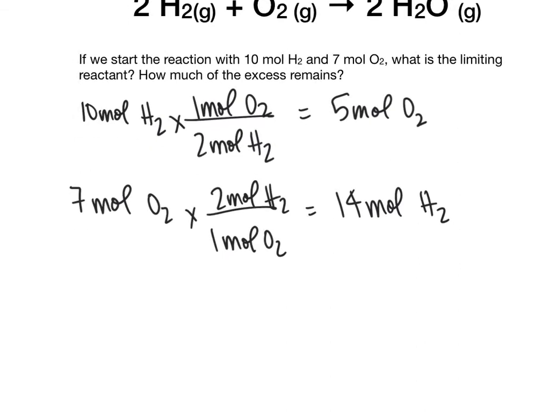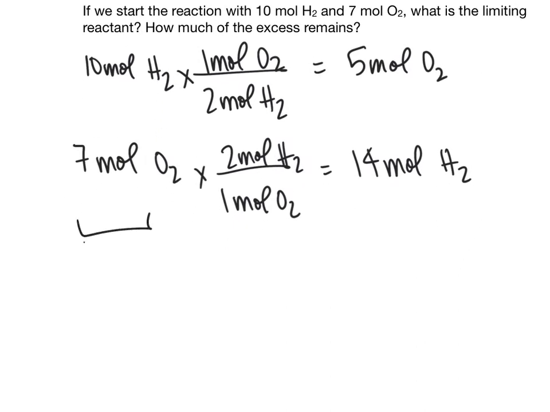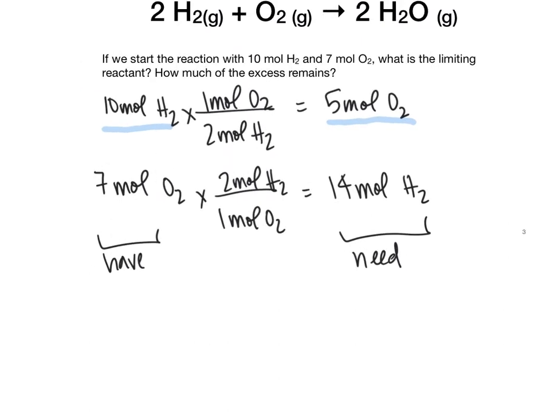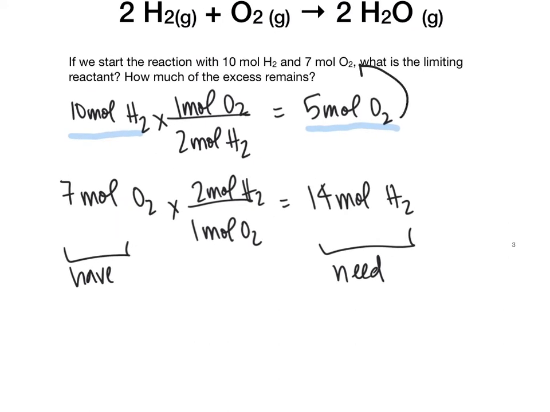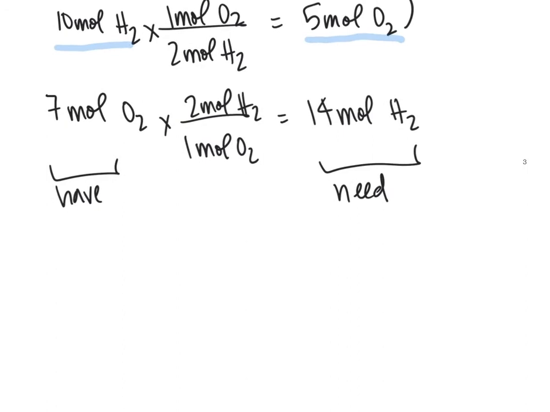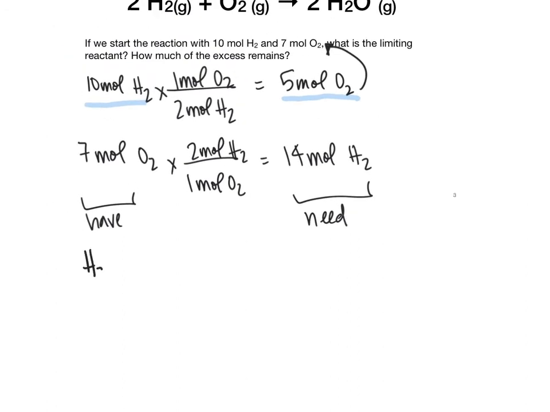So over here on the left, this is what we have, and this is what we need. So if you have 10 moles of H2, you need 5 moles of oxygen. So what we want to think about next is, well, how much oxygen gas do we have? We have 7 moles. So what this tells us is that the hydrogen gas is going to be the limiting reagent. So H2 is limiting.